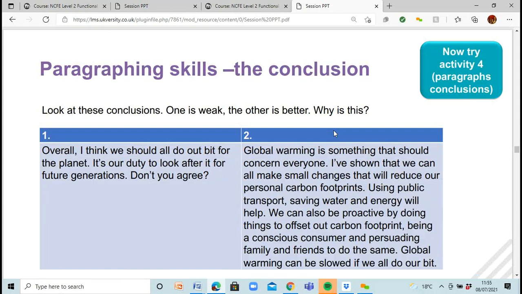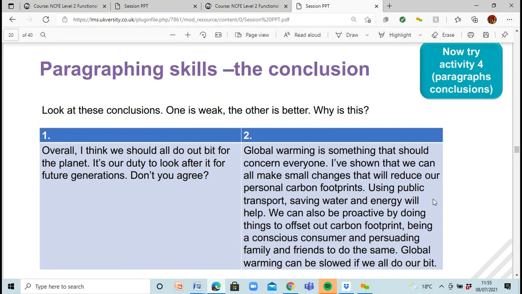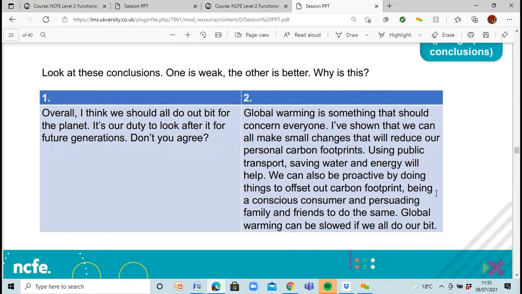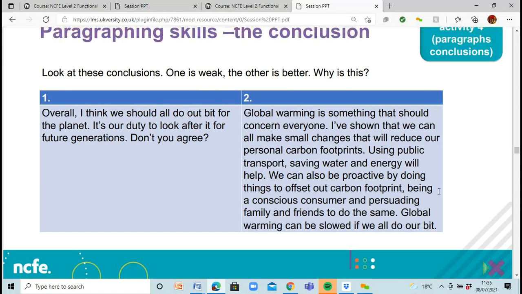So we've got these here, paragraphing skills. Overall, we're going to see which one is better. Overall, I think we should all do our bit for the planet. It's our duty to look after it for future generations. Don't you agree? A better one is: global warming is something that should concern everyone. I've shown that we can make small changes that will reduce our personal carbon footprints. Using public transport, saving water and energy will help. We can also be proactive by doing things to offset our carbon footprint, being a conscious consumer and persuading family and friends to do the same. Global warming can be slowed if we all do our bit.